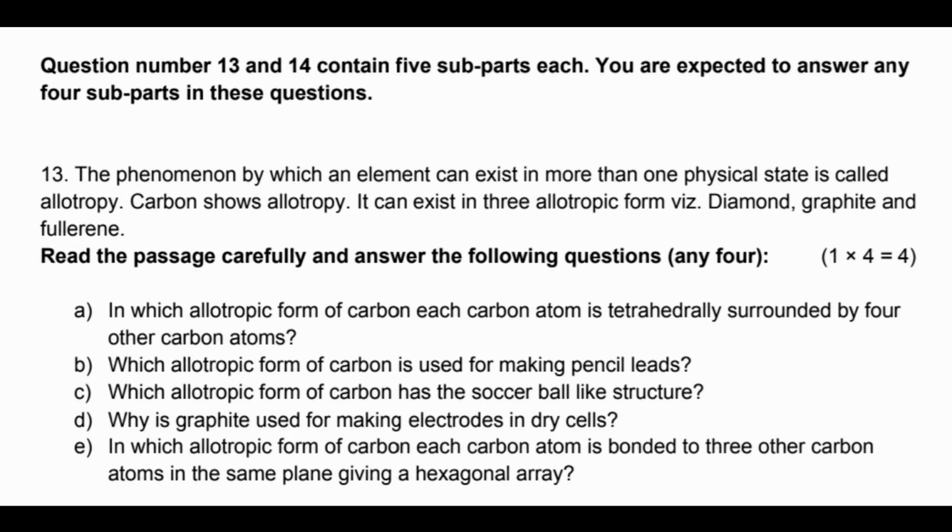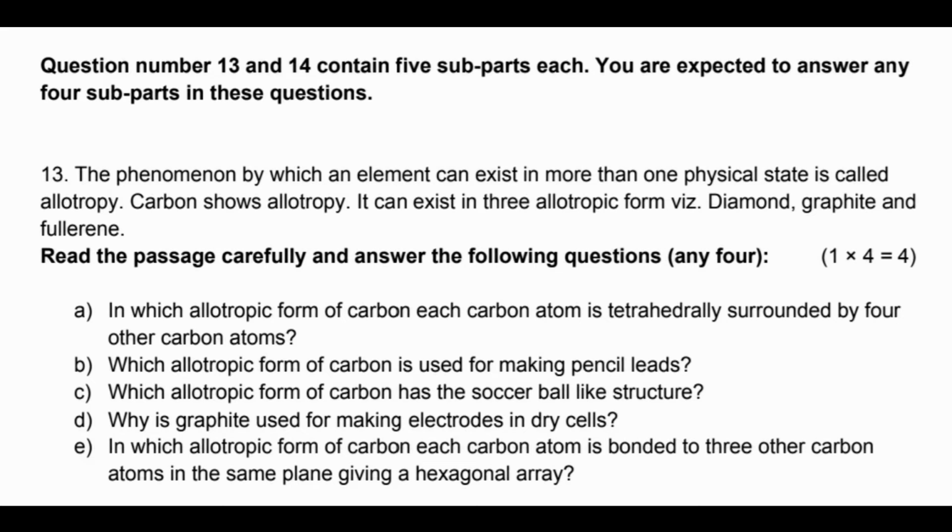bodies. Question numbers 13 and 14 contain 5 subparts each. You are expected to answer any 4 subparts in these questions. 13. The phenomenon by which an element can exist in more than one physical state is called allotropy. Carbon shows allotropy. It can exist in 3 allotropic forms: diamond, graphite and fullerene.